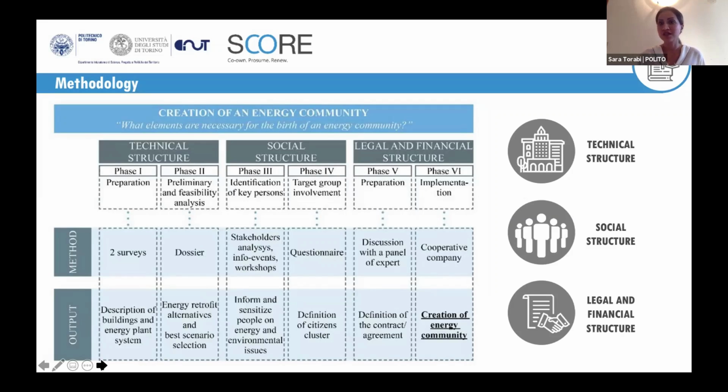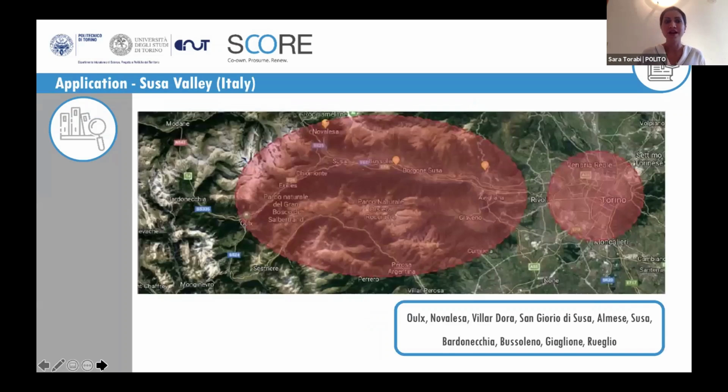Then we started with the social structure, which we are going to look at today, in order to see how we can involve the stakeholders. We made different workshops, info events, and a questionnaire. And the last part is the legal part, where we are dealing with the contracts and the financial methods.